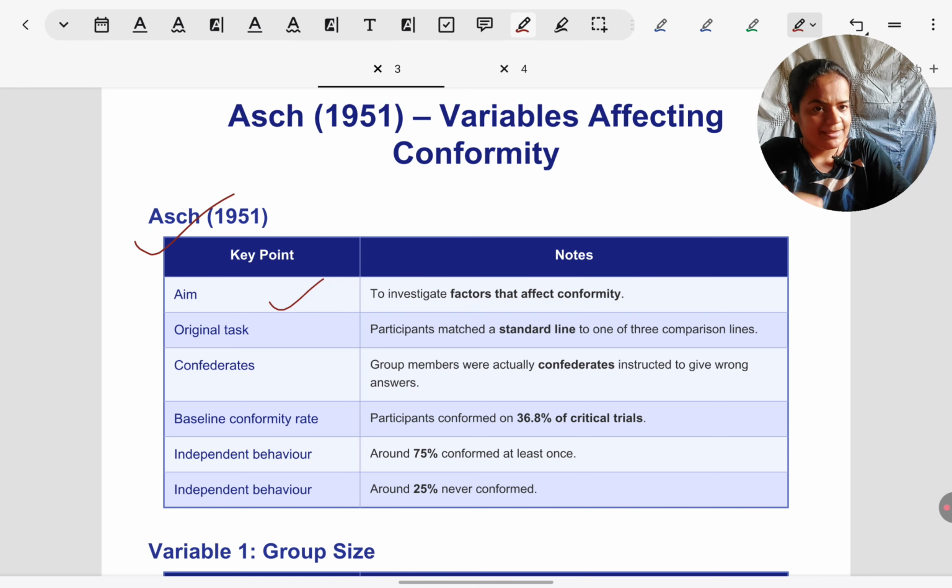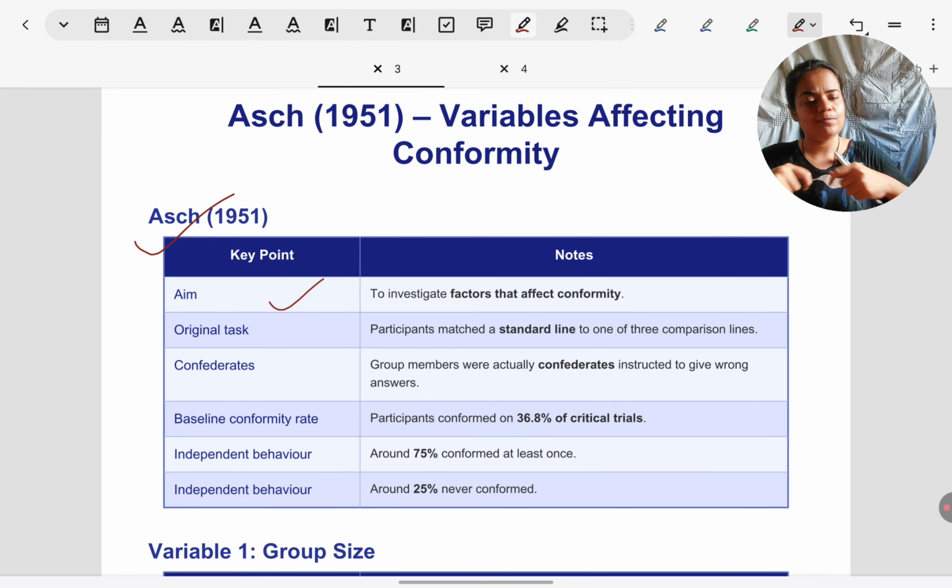Asch called participants to a laboratory. At one time, one participant would come to the laboratory, and there would be many other people already sitting at the table, and the participant would be asked to join them. The participant was made to believe that these other people were just participants like him. In actuality, they were assistants of the researcher, and the participant did not know this.